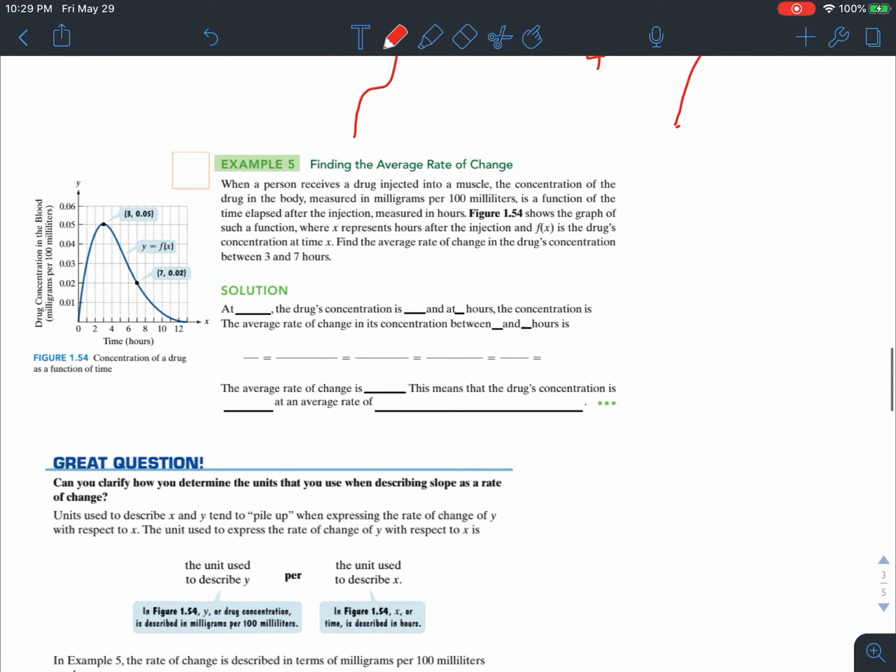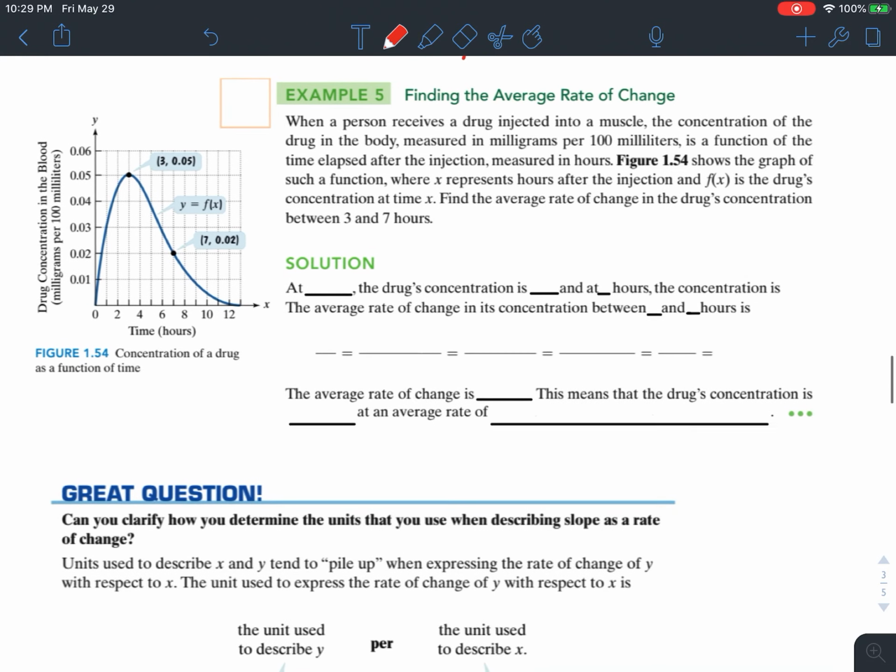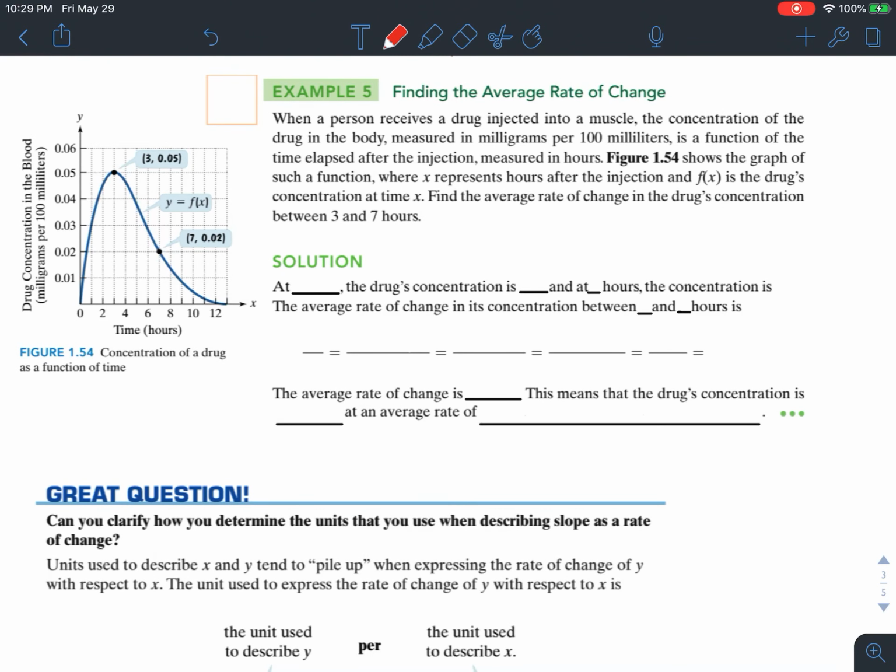Okay, we're almost done. So here's finding the average rate of change in another real example. When a person receives a drug that's injected, the concentration of the drug in the body is measured in milligrams per 100 milliliters. If that's a little confusing, if you're getting injected with something, it's got to be a liquid. But the liquid is not going to be pure.